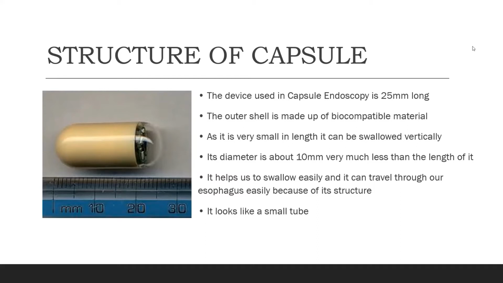The device used in capsule endoscopy is 25 mm long. The outer shell is made of biocompatible material. As it's very small in length, it can be swallowed vertically. Its diameter is about 10 mm, very much less than its length. It helps us to swallow it easily, and it can travel through our esophagus easily because of its structure. It looks like a small tube.